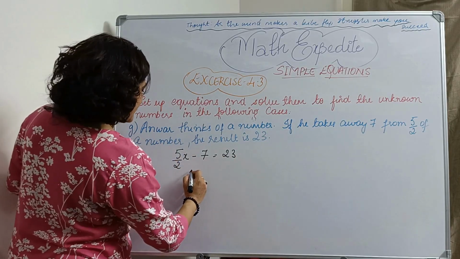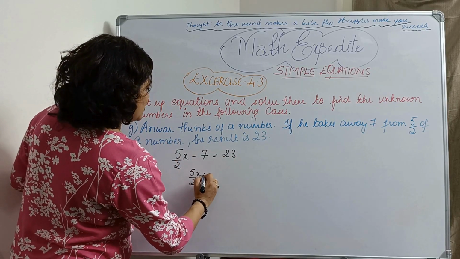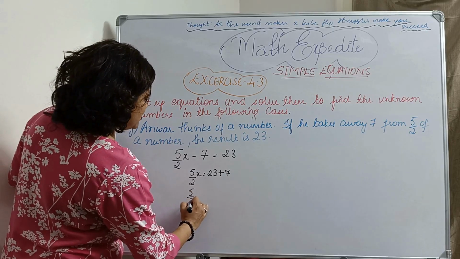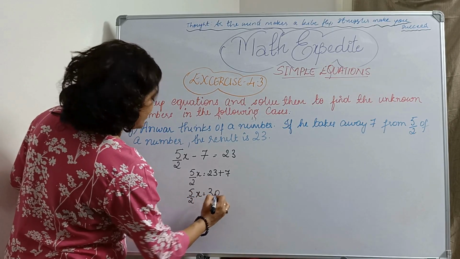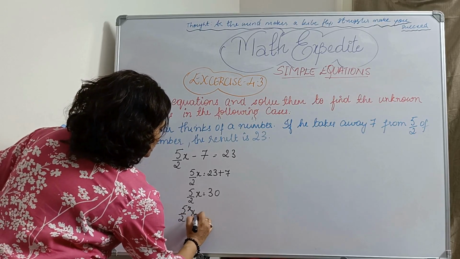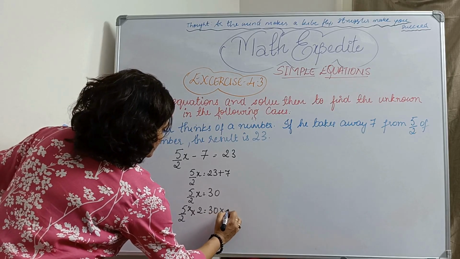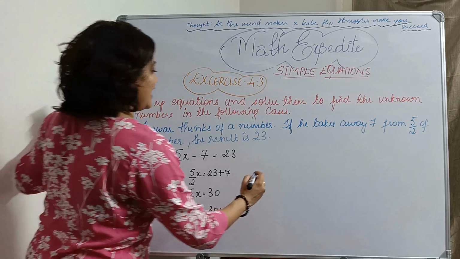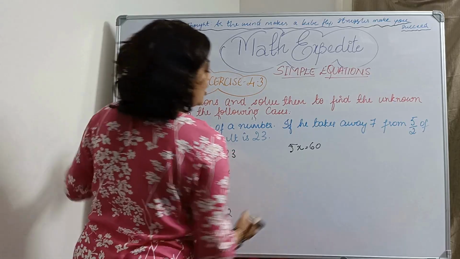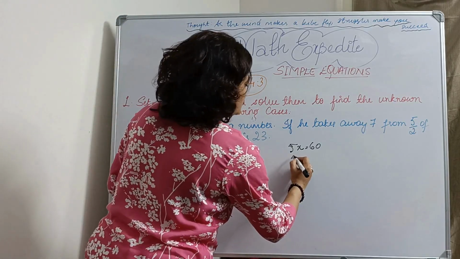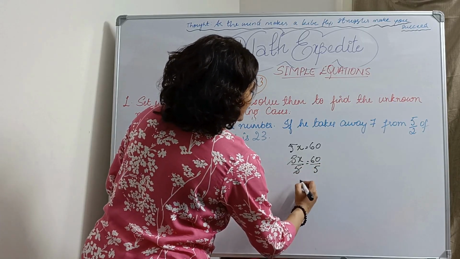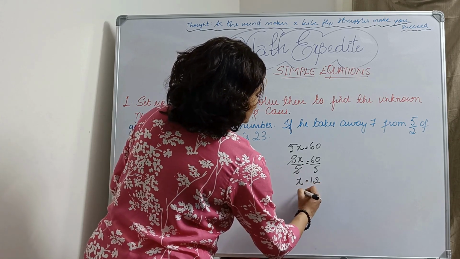Let us solve this. 5 by 2x minus 7 equals 23. We are transposing 7, plus 7 we will get 5 by 2x equals 30. Now what do we do? We multiply both the sides by 2. So here 2 and 2 get cancelled. I get 5x equals 60. Now I have to divide both the sides by 5. So 5x by 5 equals 60 by 5. 5 gets cancelled. X equals 12.